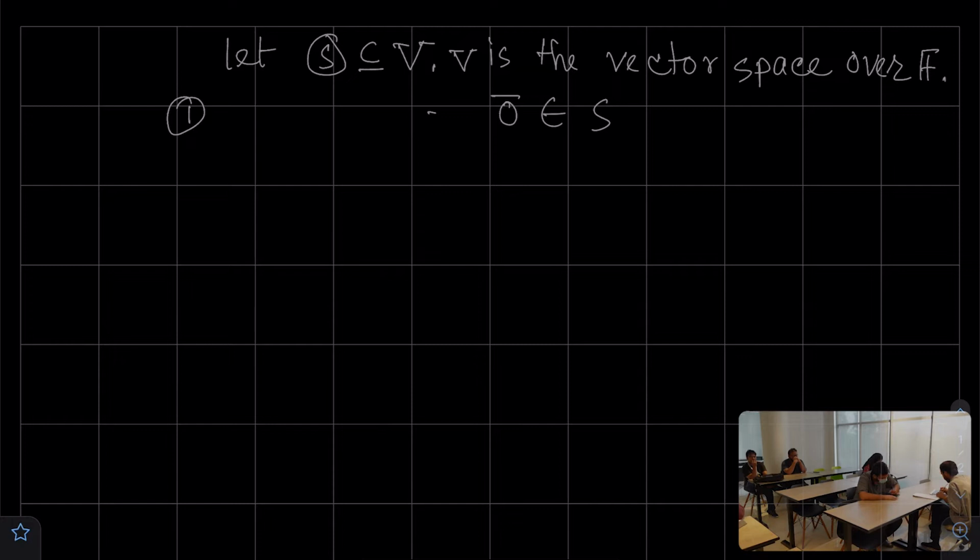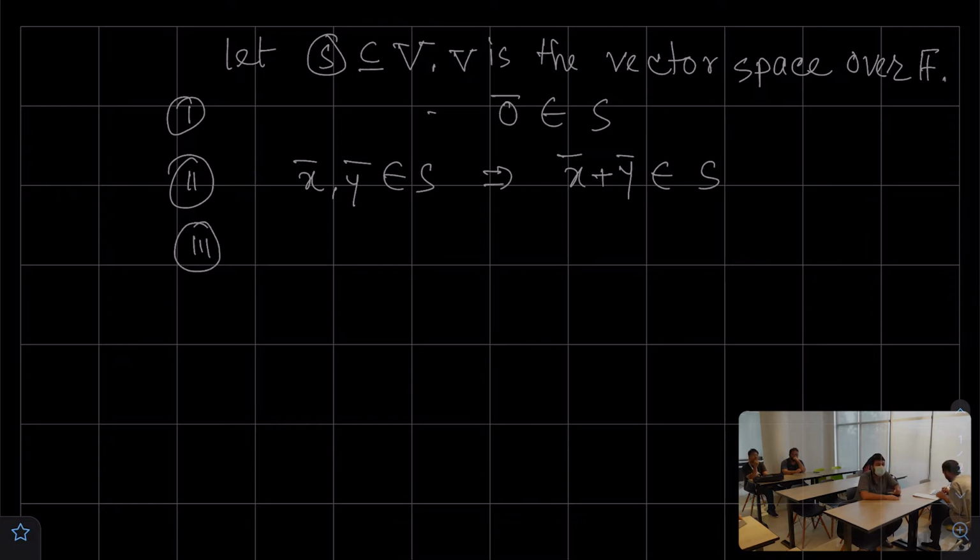Second, for every x, y, these two vectors belonging to S implies that x plus y also belongs to S. And the third condition is for every c belonging to F, it implies that c times the vector x belongs to S. These three conditions have to be satisfied so that the set S is a subspace of the original vector space V.